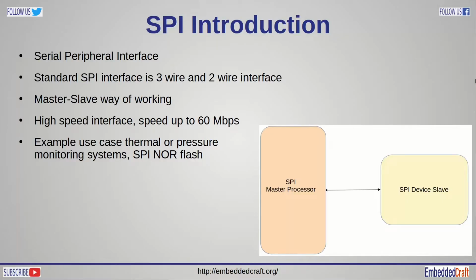SPI is the Serial Peripheral Interface protocol. The SPI interface involves 3 or 2 wires. A 3-wire interface is faster than a 2-wire interface. SPI is a master-slave configuration. The master device starts communication and provides the clock to the slave device. Data is transferred on each clock. Data can travel in both directions, that means from master to slave and slave to master. SPI device speed can be up to 60 megabits per second.